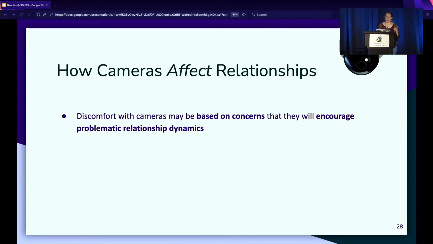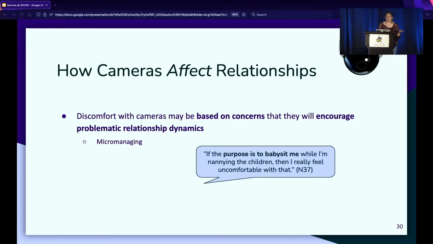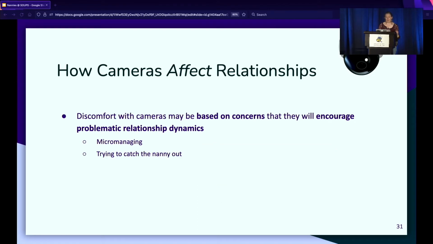Some participants had concerns about how cameras could reinforce undesirable dynamics in an employer-employee relationship. For example, many were concerned about how having cameras might encourage intrusive supervision or micromanagement. So Nanny 37 said, "If the purpose is to babysit me while I'm nannying the children, then I feel really uncomfortable with that." Cameras can also allow an employer to find an excuse to reprimand or fire the nanny in bad faith.